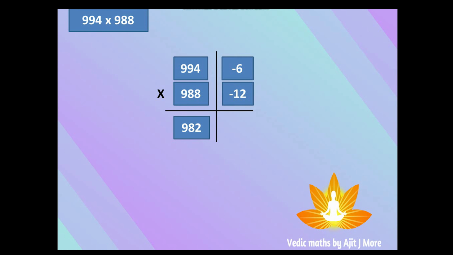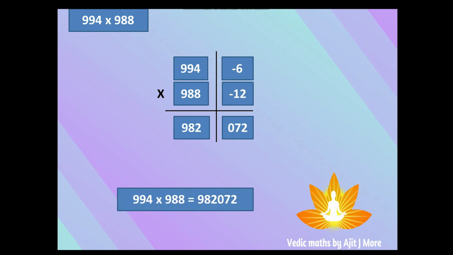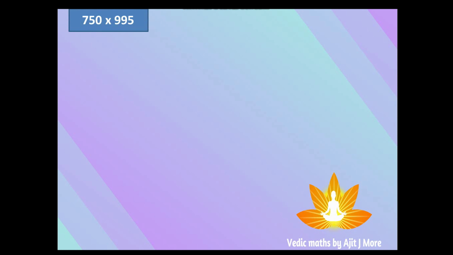Now the second part is multiplying 12 with 6, which is 72. But as the base is 1000, it contains 3 zeros. So the second part should contain 3 digits, but our answer is 72, which is 2 digits. So prepend it with a 0 and it will give 072. Combine both, that is your solution. I hope you are getting it. Isn't it? Yes. One more example quickly to wind up today's session.